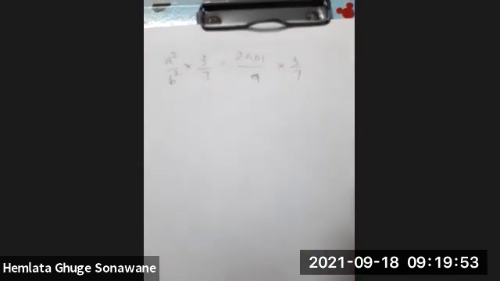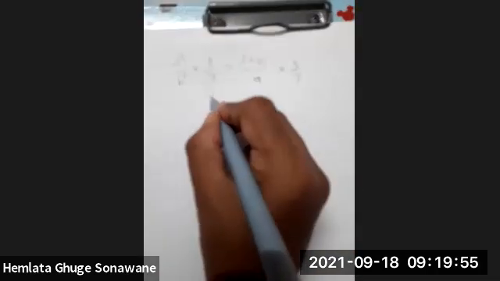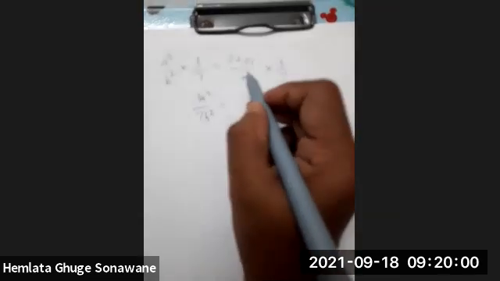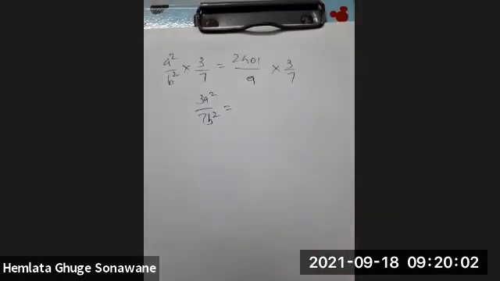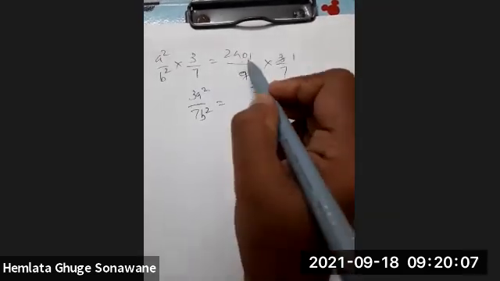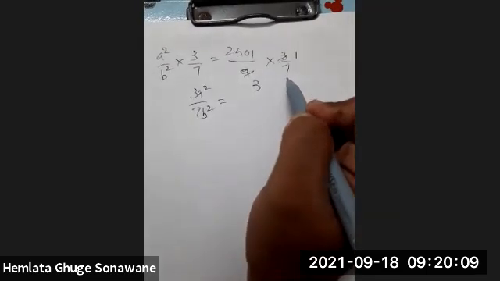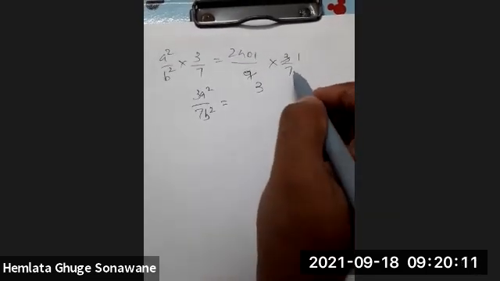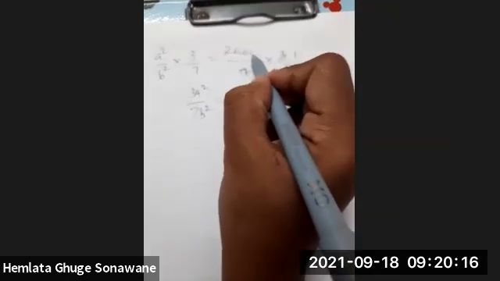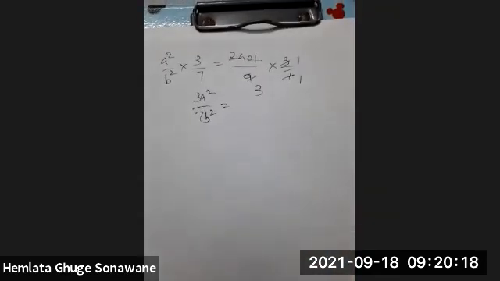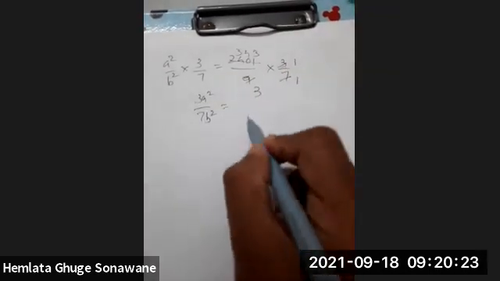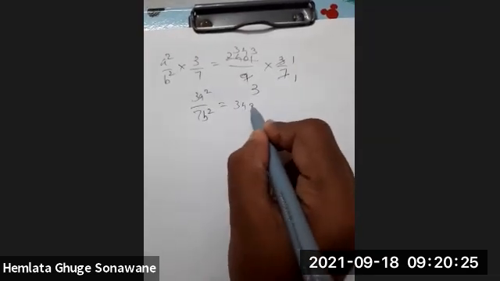3a square upon 7b square. Here we can simplify: 3 ones are 3, 3 threes are 9. We can divide this term by 7. So 7 ones are 7. And if we'll divide 2401 by 7, then it becomes 343. Okay, so we have got 343 upon 3.